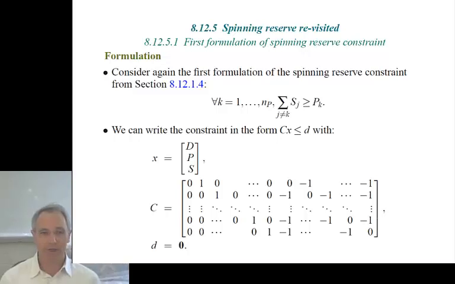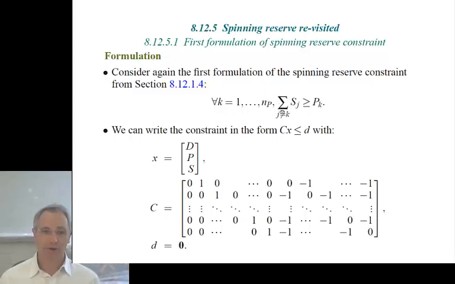We met that first in section 8.12.1.4. In that formulation, we required that for each generator, there was sufficient spinning reserve being provided by the other generators to cover the outage of that generator. In other words, for each generator K, we required that the sum of the spinning reserve provided by generators J that were not K exceeded the generation provided by generator K.